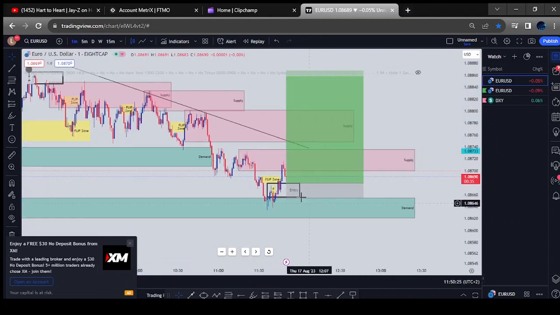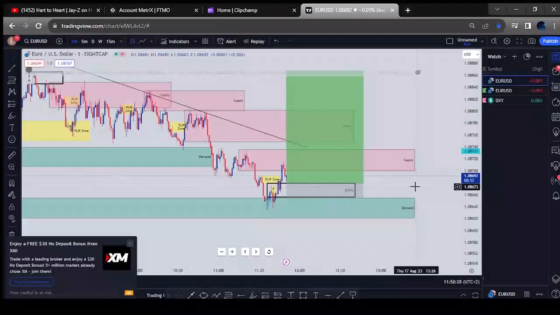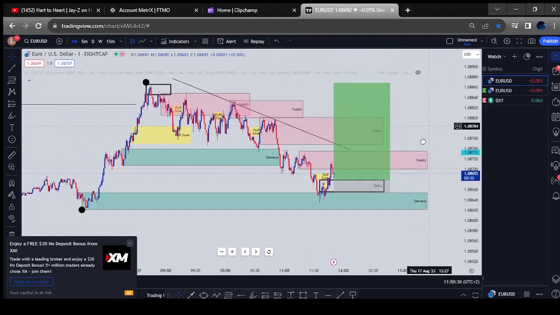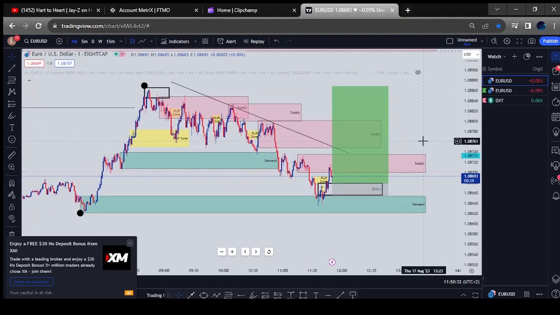But most importantly from my end, everything is ticking my box. I'm following a particular logic. I'm not just coming in here and clicking buy. I'm seeing something and following a particular logic. Let's see if it plays out.